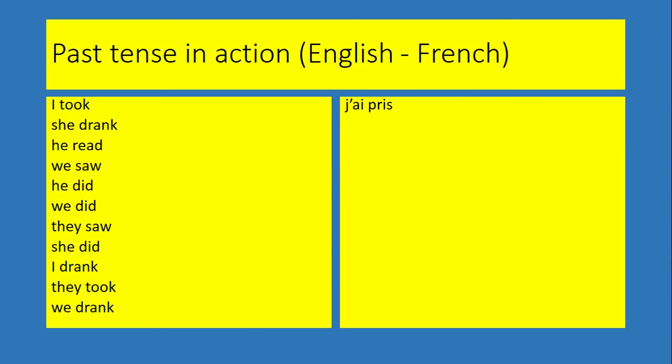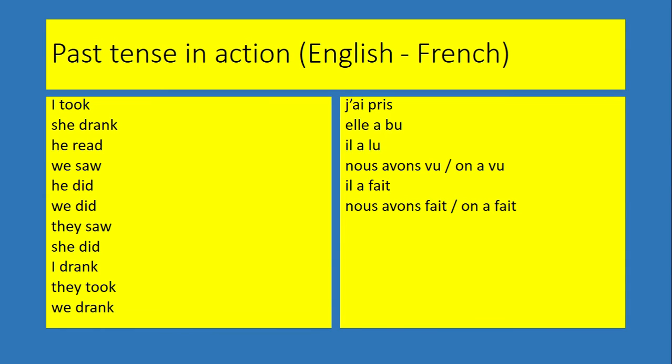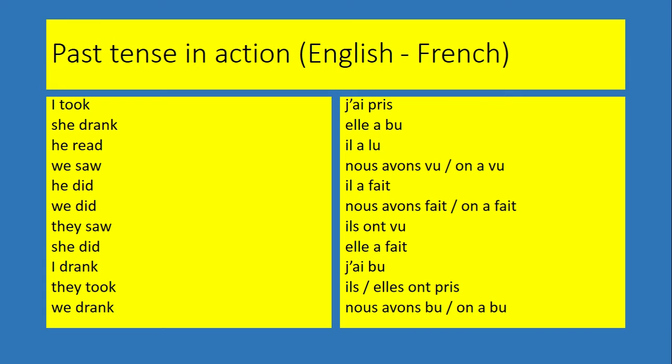J'ai pris, elle a bu, il a lu, nous avons vu, or on a vu. Remember, there's 2 ways you can say we in French. Il a fait, on a fait, nous avons fait, ils ont vu, elle a fait, j'ai bu, ils ont pris, or elles ont pris if it's a female group, and nous avons bu, or on a bu. There we go. Did you remember to put in avoir every time? Or did you miss it out? Did you maybe for we drank, write nous bu or on bu? No, don't forget the part avoir there.